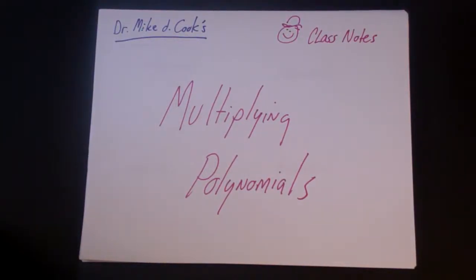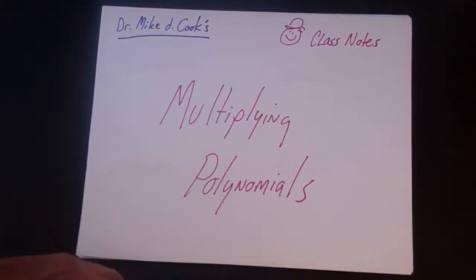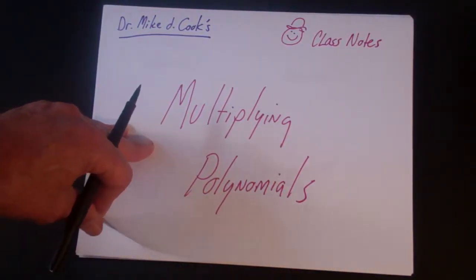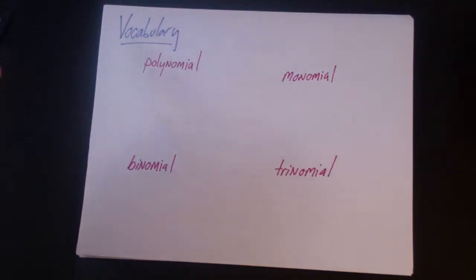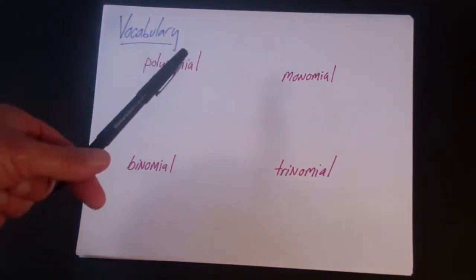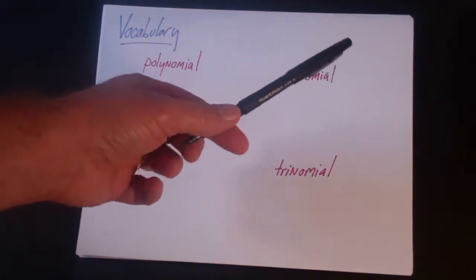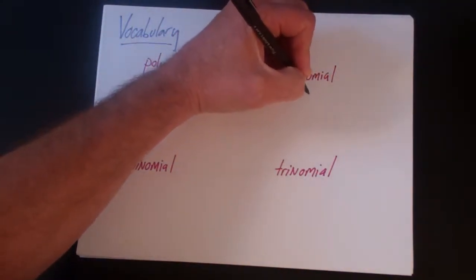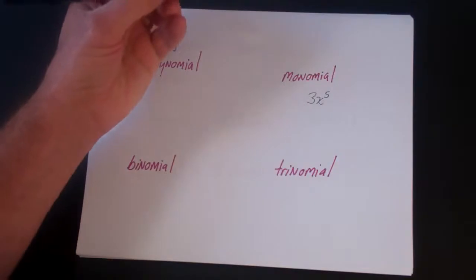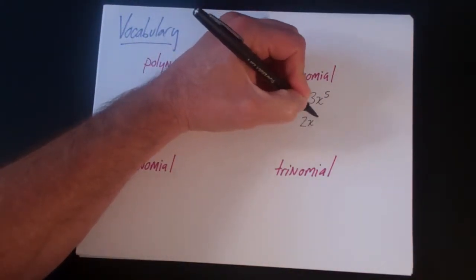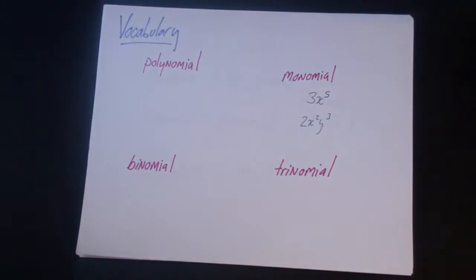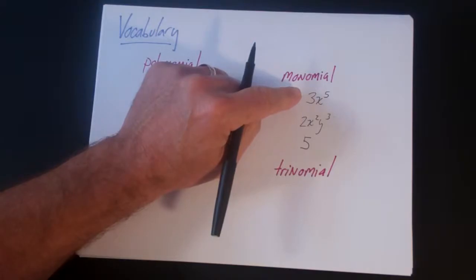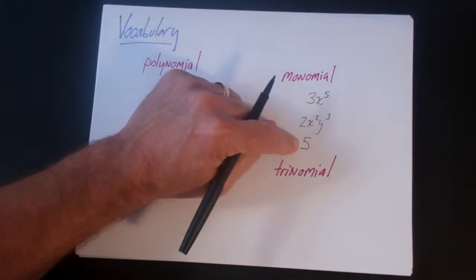This is the first video on multiplying polynomials. And to start with, let's start with some vocabulary. So first of all, nomial just means name in Greek. So what a monomial means literally is one name or one term. So an example of a monomial is 3x to the fifth, or 2x squared y to the third, or even just the number 5. So a monomial is simply a polynomial that has a single term in it.